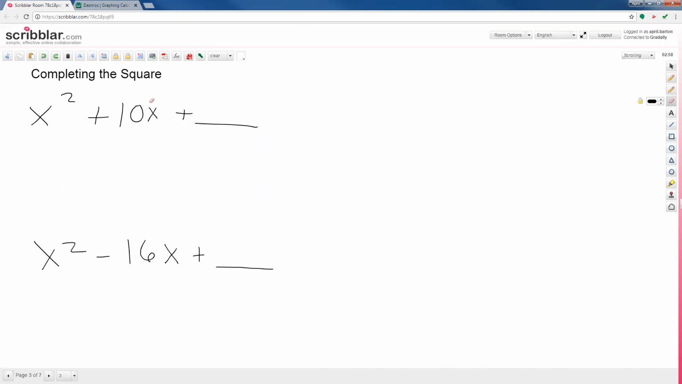I'm going to change it really quick because we did a problem with 10 on the previous page. So I'm going to make this an 18. So we know that this middle number can help us figure out the number that went in this perfect square binomial in the parentheses. We took the middle term and divided it by 2.